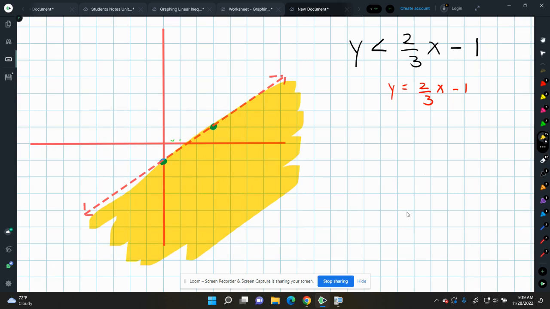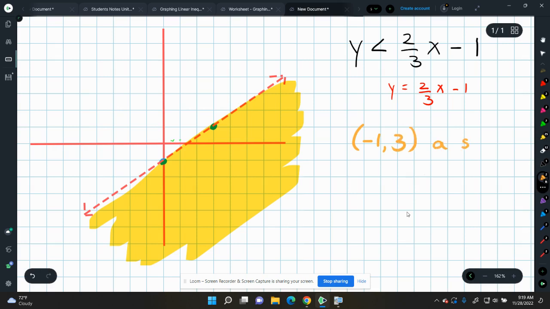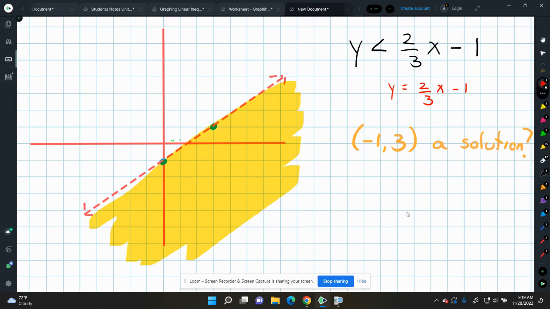Wait, that's all we have to do? Yeah, sort of. I might ask questions like this: is the point -1, 3 a solution? Does it have to be a point in that shaded area? If it is a solution, it has to be in the shaded area. Is this in the shaded area? Where's -1, 3? Oh, no, it's not. So no, this is not a solution.